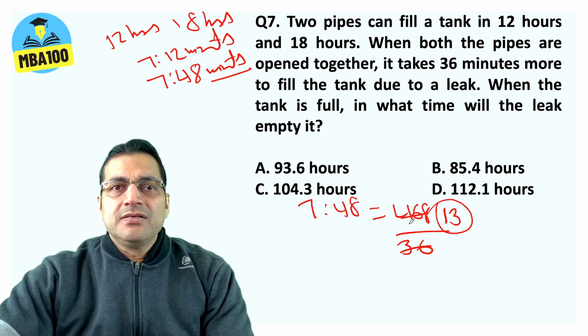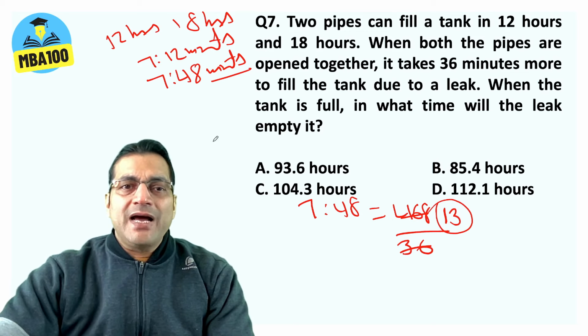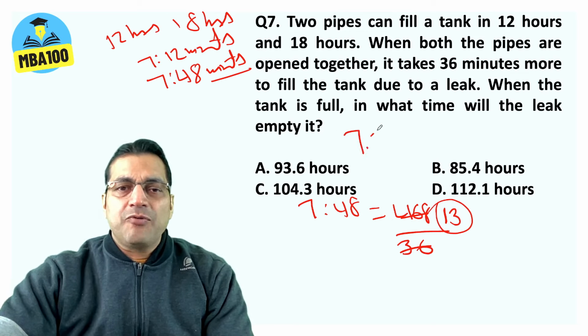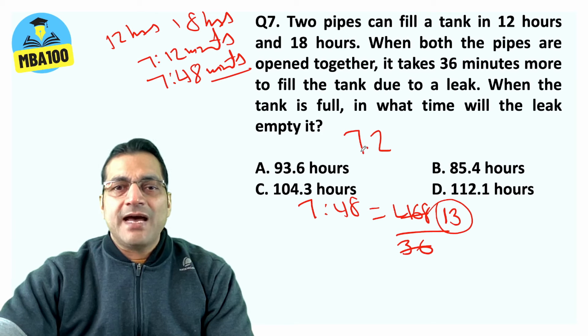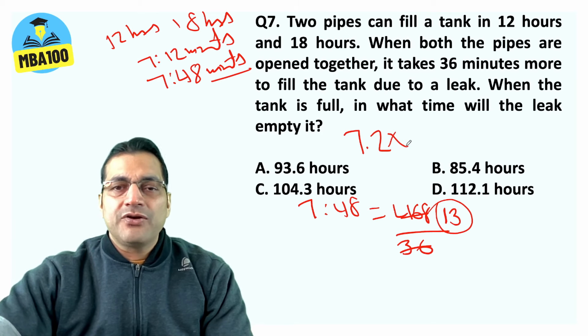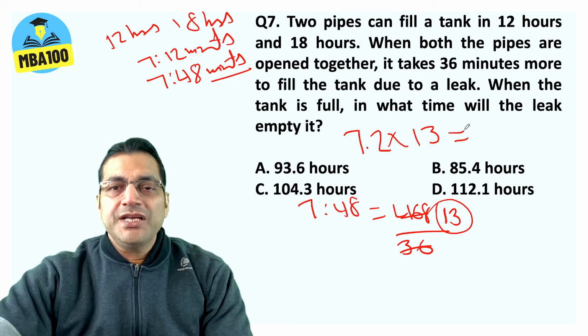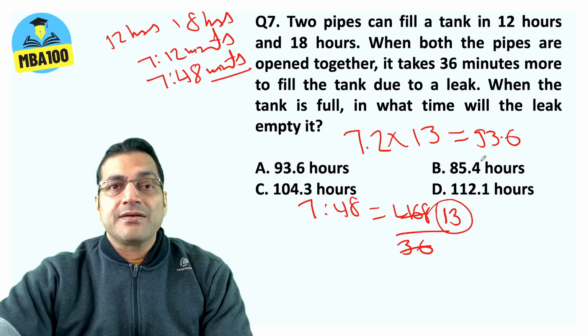All right. So if these two pipes put together take 7.2 hours in filling the tank, the leak will take 7.2 into 13 hours to take the water out, to empty the tank. This is 93.6. So that's all that you needed to get.